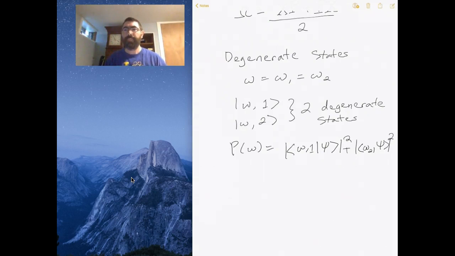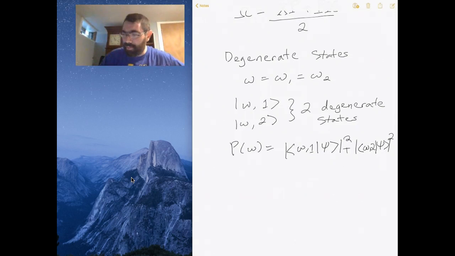Like so. So I get the probability of being in state 1, giving me a value of omega, or being in state 2. So I have both of those. So basically it's the sum of those probabilities. The sum of getting the same answer, but getting it from either state 1 or state 2.